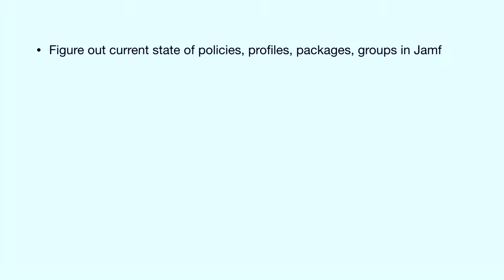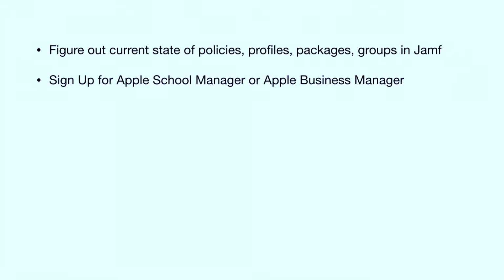The first step was to figure out the current state of all the policies, profiles, packages, and groups that currently exist in Jamf. So then we need to sign up for Apple School Manager or Apple Business Manager, depending on where you are, of course. You need to get your customer number from Apple Orders. Obviously, there's a few more steps if you've purchased from a reseller that is DEP integrated, but essentially the same thing applies. It's just a little bit more work, and they have to do a little bit more on their back end in order to get it pre-populated. But I'm told that a lot of people have luck getting it to happen.